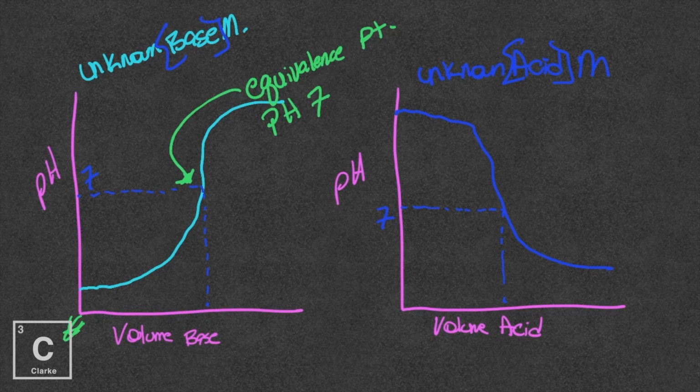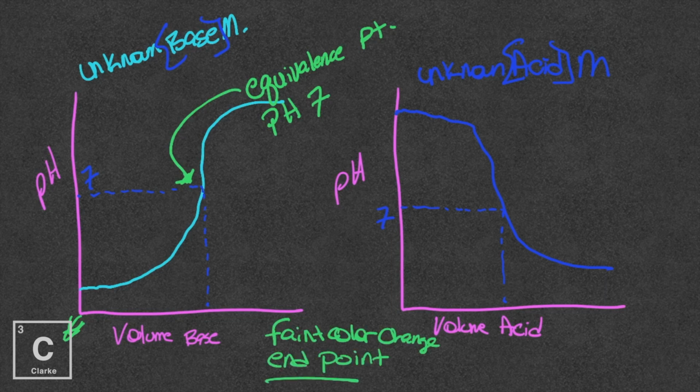So we use phenolphthalein as our indicator. Phenolphthalein turns magenta, fuchsia, pink in the presence of a base. While it's an acid, it's clear, but we're looking for it to be as close to the pH of 7 as possible. So we're only looking for a faint pink color change. When we have that faint color change, we call this the end point.